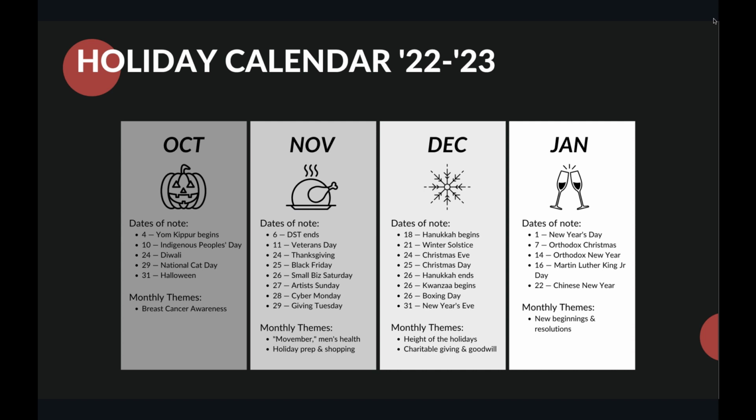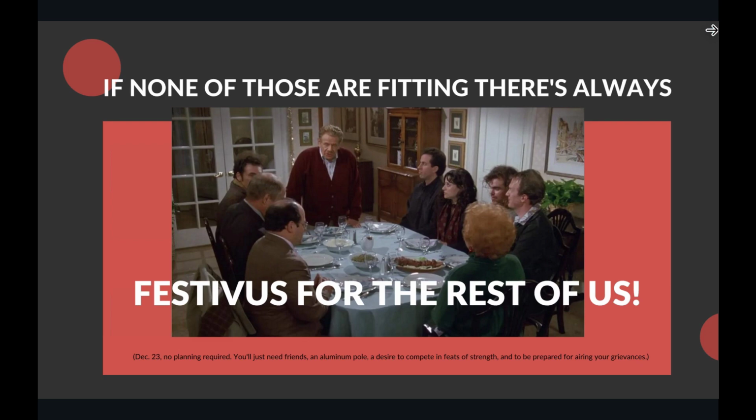And if none of these holidays fit, don't worry. There is always Festivus for the rest of us. December 23rd, no planning required. You'll just need some friends, an aluminum pole, a desire to compete in feats of strength, and come prepared to air your grievances.